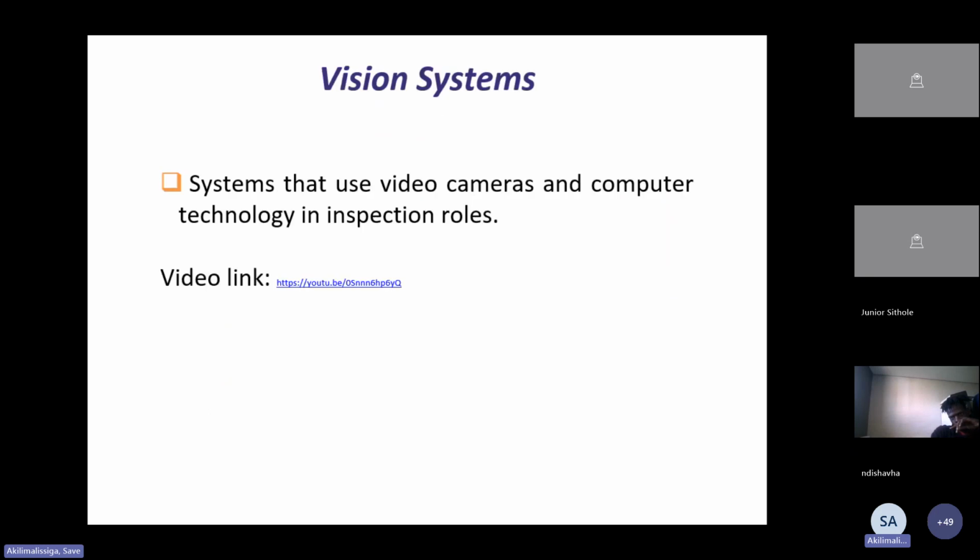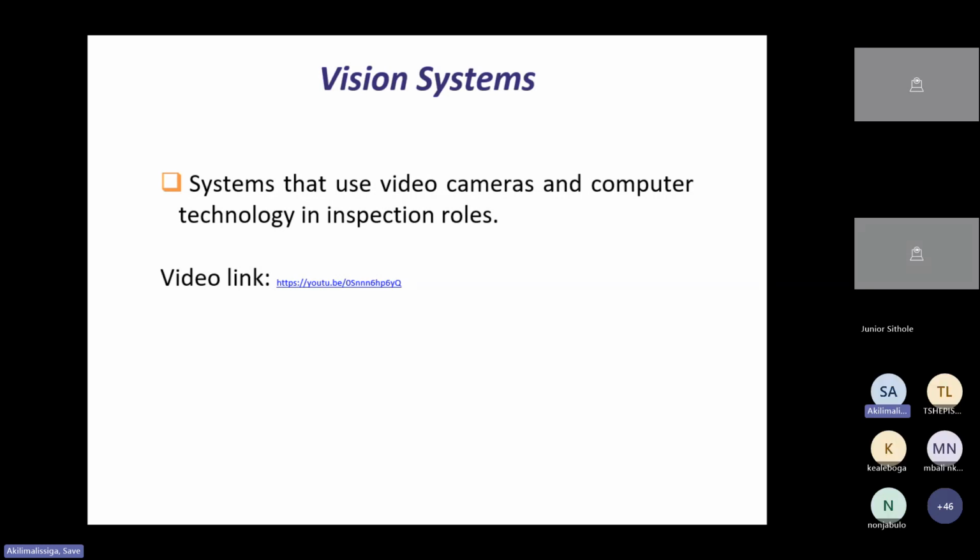Vision systems is a system that uses video cameras and computer technology in inspection roles. So when a vision system is used, it is just to inspect the product. This could be in the production line or in an assembly line. I do have a video to illustrate the concept of vision systems. I hope you guys are going to see it, but let me try to play it.